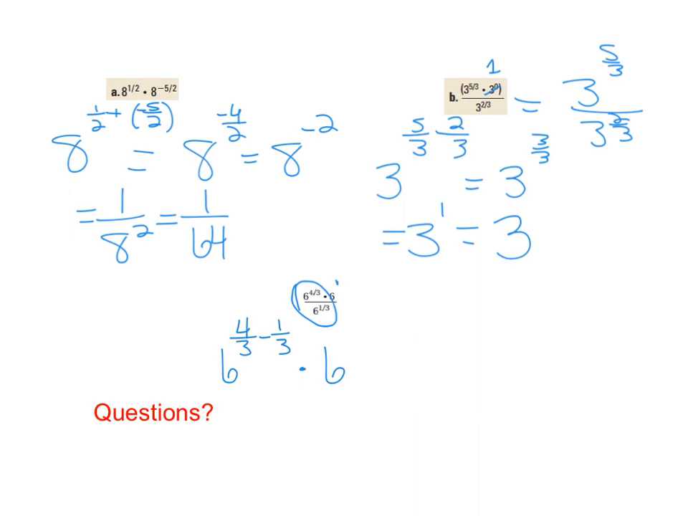So 6 to the 4/3 minus 1/3 is 6 to the 3/3 times that 6. That's this 6 right here. It's just sort of tagging along right now. Look at this. This simplifies. That's 6 to the 1st power, and 6 times 6 is 6 squared. That's the sort of thing we're going to practice with.